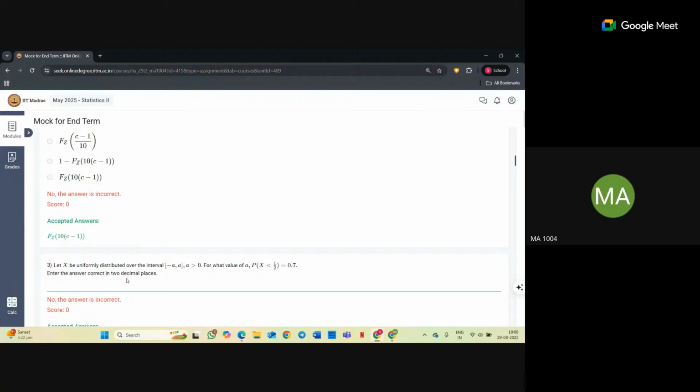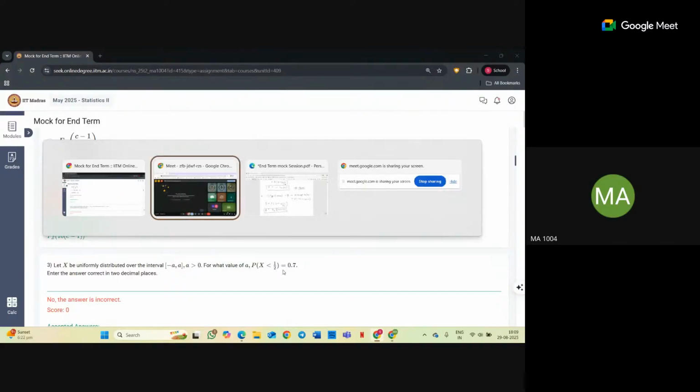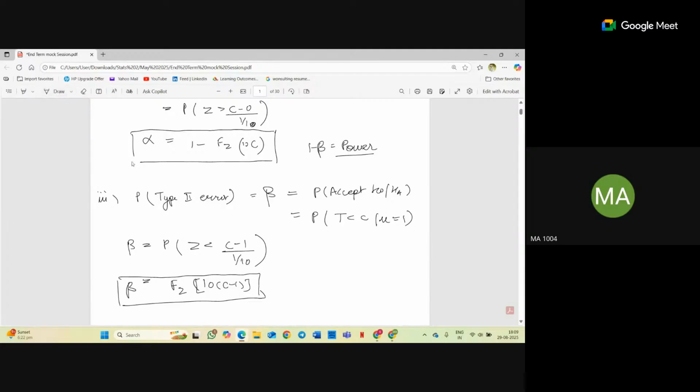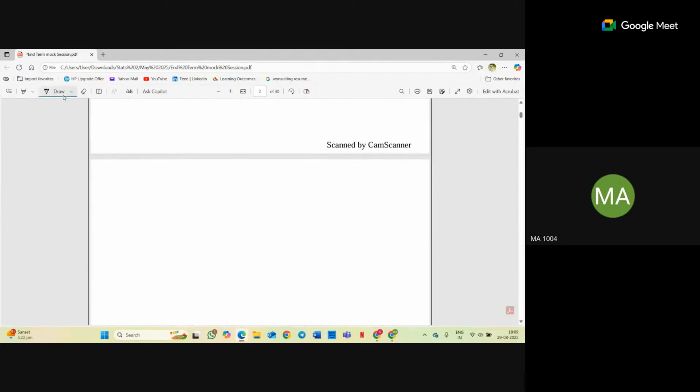Let X be uniformly distributed over the interval minus A to A, where A is greater than 0. For what value of A is the probability of X less than 1 by 2 equal to 0.7? So X follows a uniform distribution with interval minus A to A, where A is greater than 0, and we are given that the probability of X less than 1 by 2 is 0.7, right?